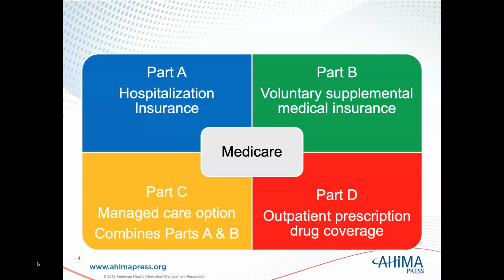So A and B, A plus B equals C, literally in this case. A plus B equals C. C is a managed care option. That may be an HMO, a PPO, or who knows. We'll talk about that next week, week 10, in managed care plans, but that is what that is. So Part C is the managed care option that combines Part A and Part B. Part D is prescription drug coverage. So make sure you know those.